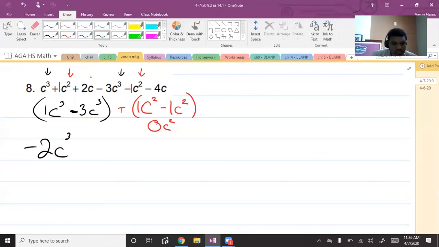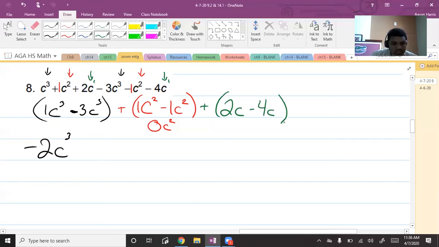Okay? Here's c. What's the power? 1. If there is no power written, it's an understood 1. Here's c to a power of what? 1. So coefficient is 2. So I get 2c minus 4c. Okay? So now 2 minus 4 really says what? 4 minus 2, and I get 2. Keep the power of the bigger number. So that's -2. So here we go.